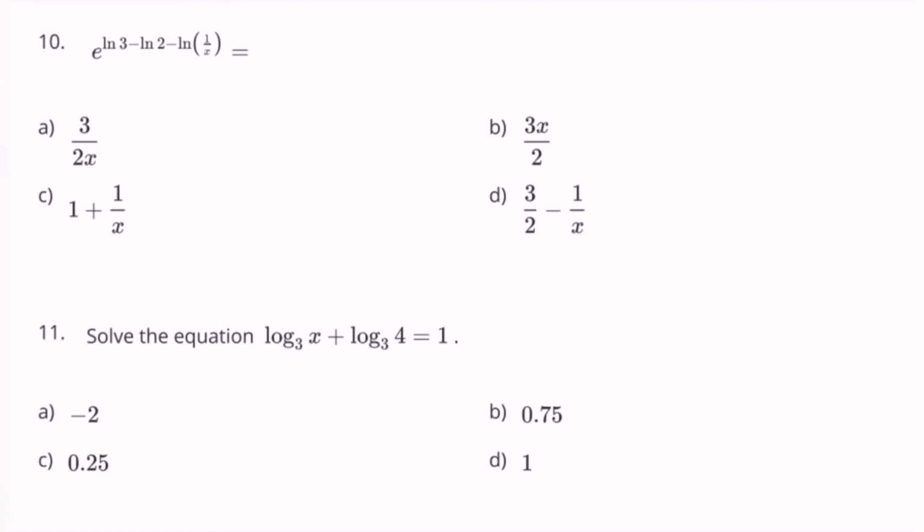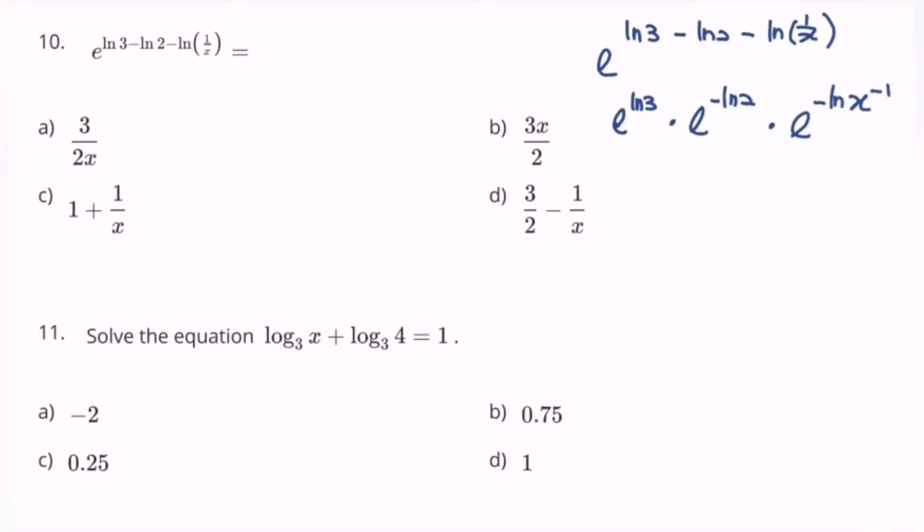Kindly refer to question number 10, where we have e to the power of ln 3 minus ln 2 minus ln bracket 1 over x. So kindly simplify the situation, making use of the law of indices, which is the multiplying indices, where we have e to the power of ln 3 multiplied with e to the power of negative ln 2 multiplied with e to the power of negative ln bracket, where we have x to the power of negative 1, which is the negative indices. Next, make use of the fundamental properties of log.